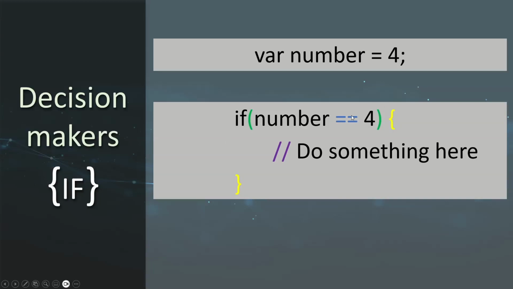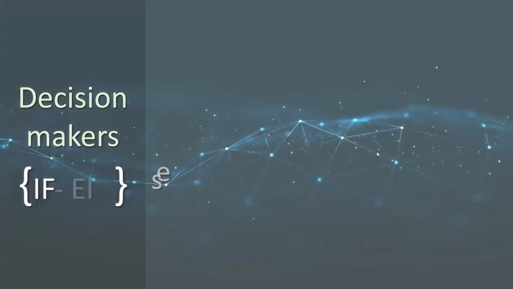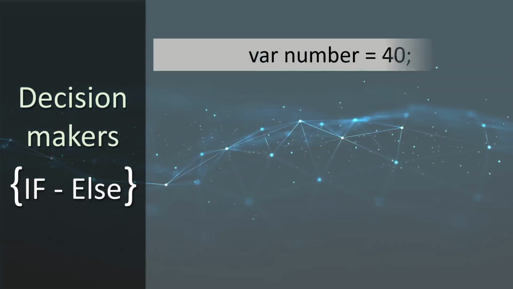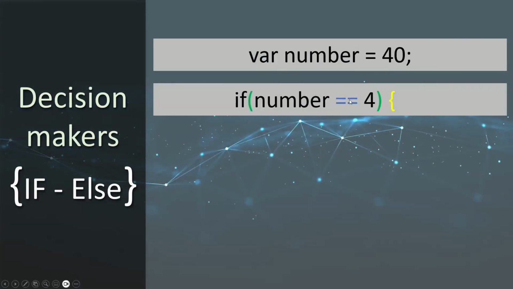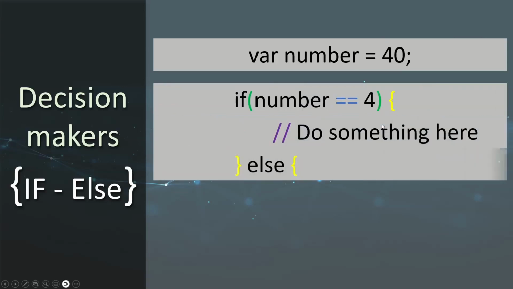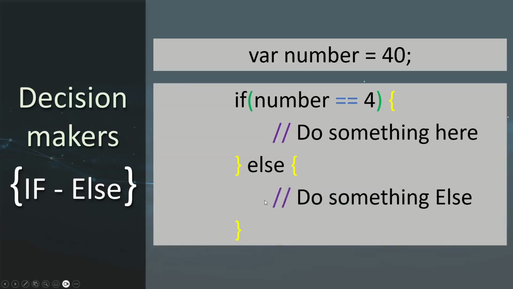We will speak about functions also soon. So this is the first decision maker. It is if. If it's true, do something. If it's false, do nothing. There is no need even to look inside this body. Next one is if else. When you have a default behavior, for example, let's say variable number is 40, and now if number equal 4, do something, but if it is not equal 4, else do something else, which is inside this block.